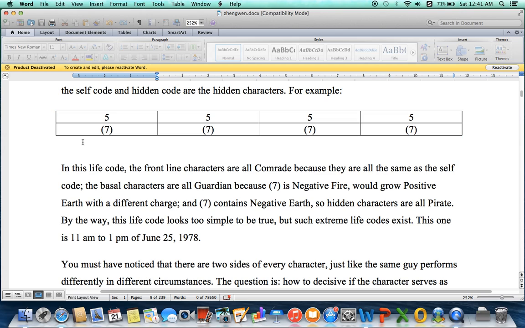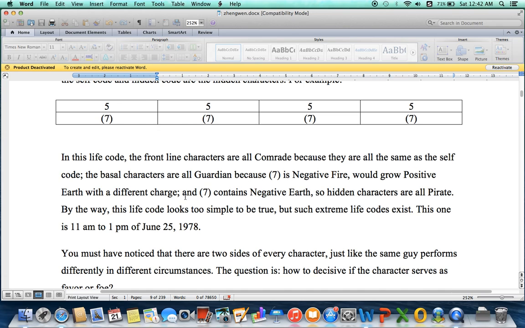And the hidden character, the hidden property, is not showing here because it is not used very much when we're doing fortune telling. The hidden property of 7 is negative earth. Just like I said, 7 contains negative earth. So the hidden characters are all pirate, because decimal 5 is positive earth, and negative earth is the pirate to positive earth.